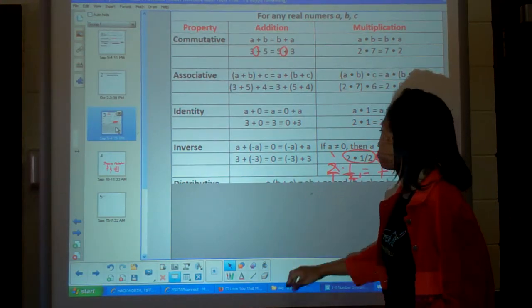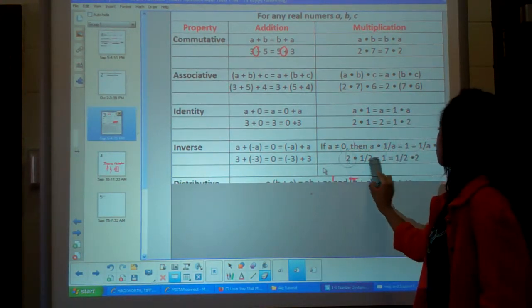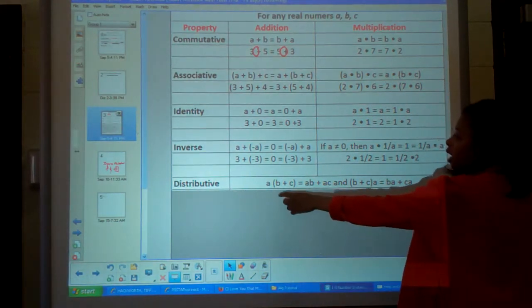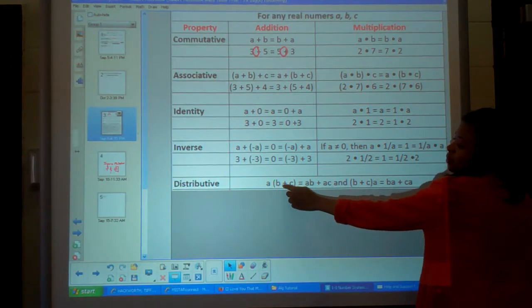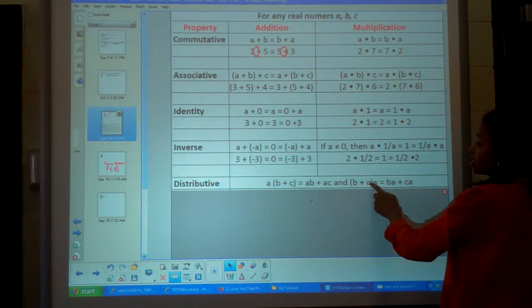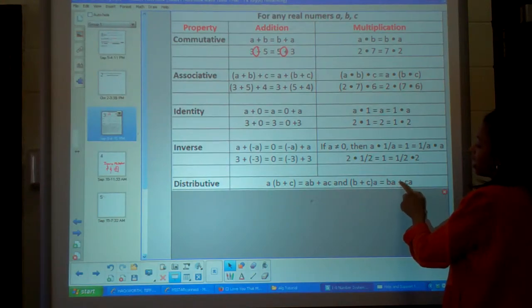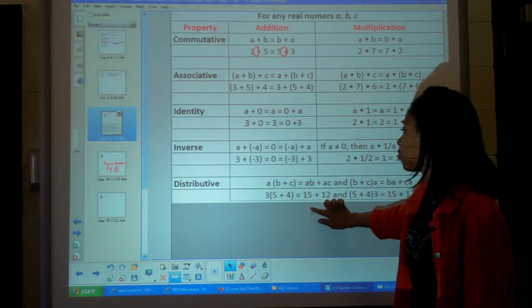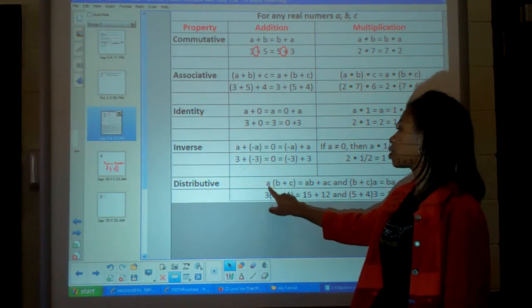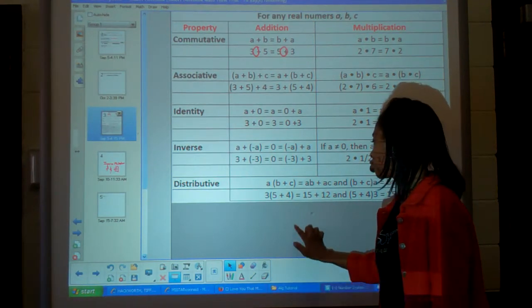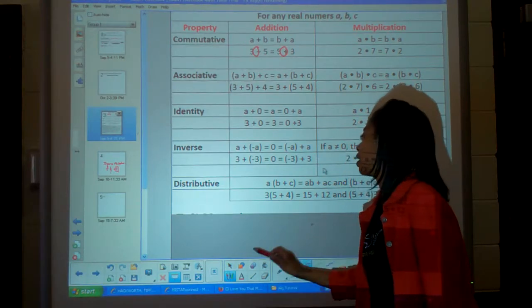And let's look at the distributive property. I'm going to erase this here. The distributive property is A times parentheses B plus C equals AB plus AC, and parentheses B plus C times A is equal to BA plus CA. It's probably better if I put numbers in this one as well. You're familiar, or you should be familiar with the distributive property. So in other words, if A is 3, B is 5, and 4 is C, what does that look like? By distributive property, remember what that means.